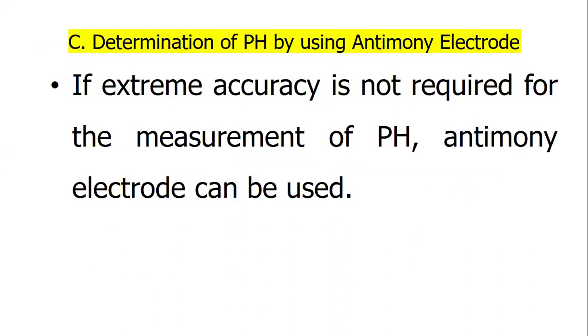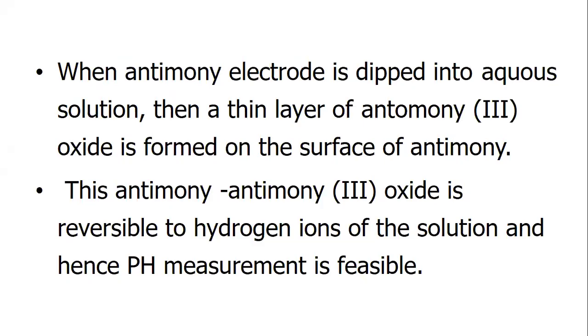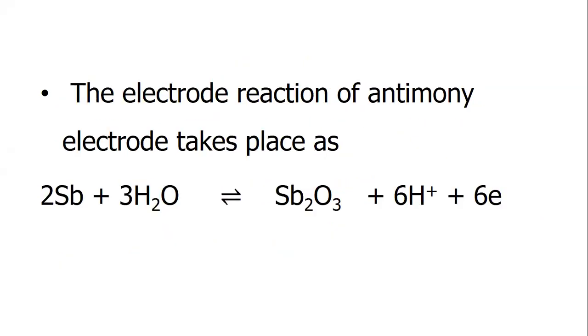Determination of pH by using the antimony electrode. If extreme accuracy is not required for the measurement of pH, an antimony electrode can be used. Glass electrodes are extremely fragile, that is, easily broken, so if accurate measurement of pH is not required, antimony electrodes can be used instead of glass electrodes. When an antimony electrode is dipped into an aqueous solution, a thin layer of antimony trioxide is formed on the surface of the antimony. This antimony trioxide is reversible to hydrogen ions of the solution, and hence pH measurement is feasible. The electrode reaction of the antimony electrode takes place.